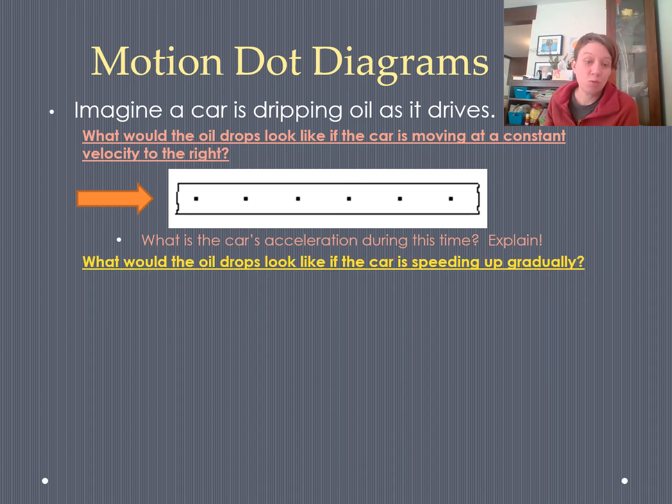So another question, what would this oil drop drawing look like if, instead of moving at a constant velocity, we're still moving to the right, but now we're speeding up gradually? Can you draw a dot diagram showing what that would look like?